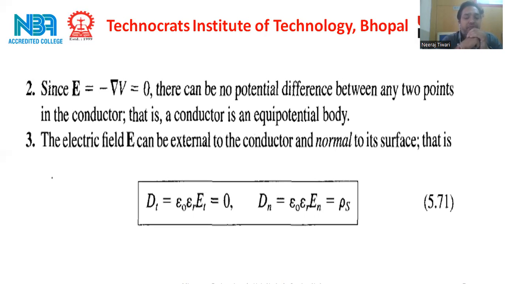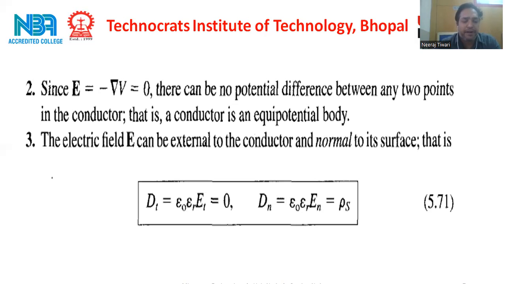Now, recall another formula, which is E is equal to minus the gradient of V, so it is equal to 0. In this formula we can see that there is no potential difference inside the conductor. That means a perfect conductor behaves like an equipotential body. In other words, we can say that a conductor is an equipotential body.